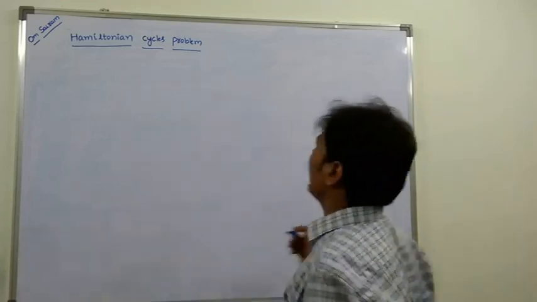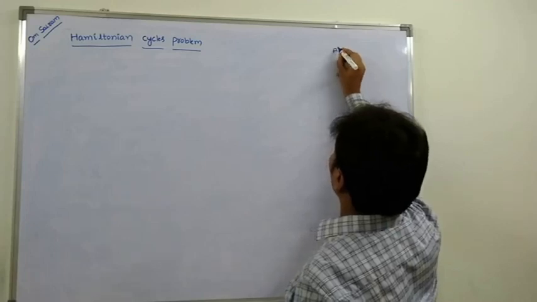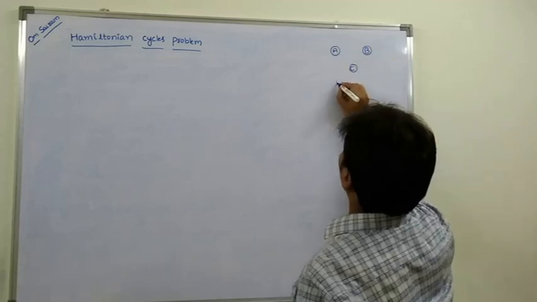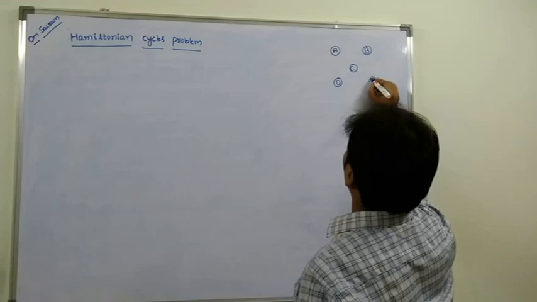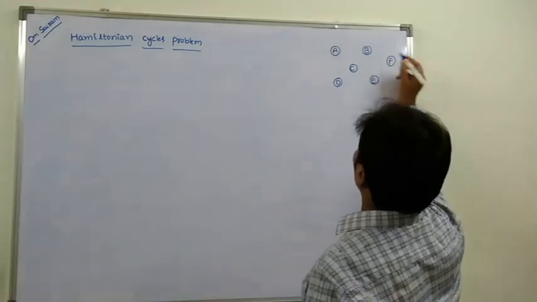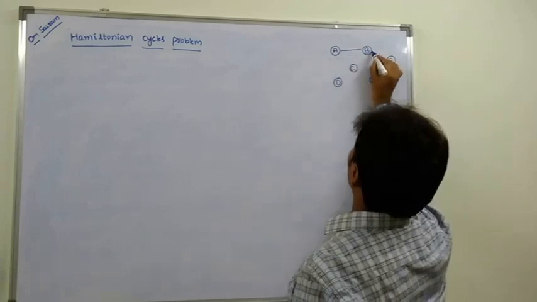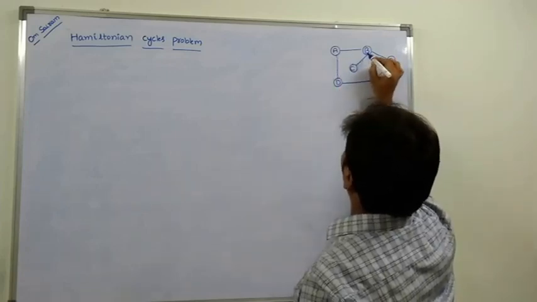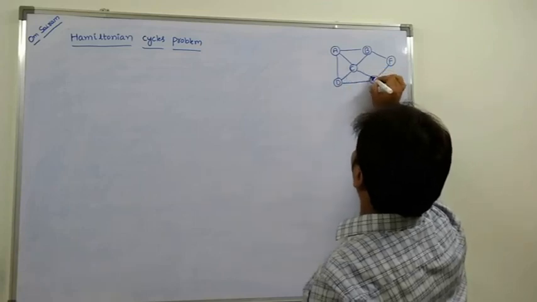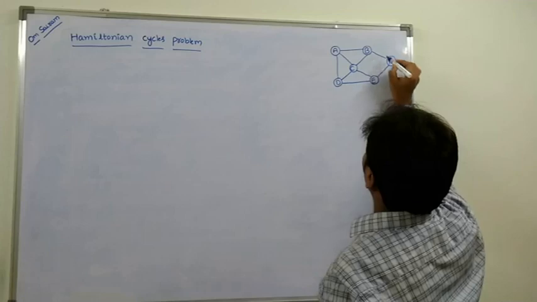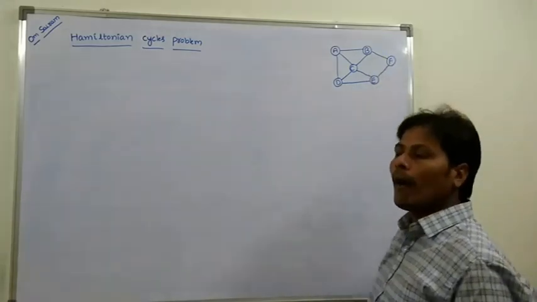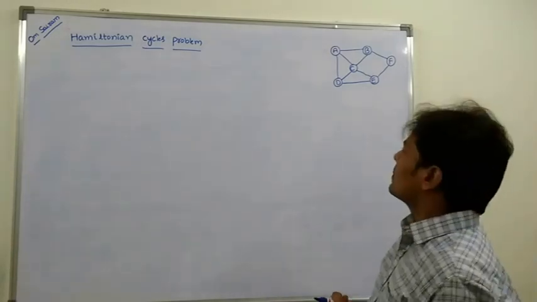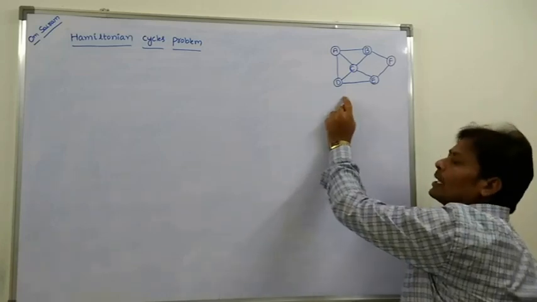Suppose we take a given graph with vertices A, B, C, D, E, F. So for this graph, how to find out the Hamiltonian cycles for the given graph? For example, what is a Hamiltonian cycle?